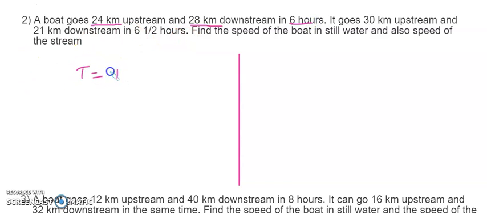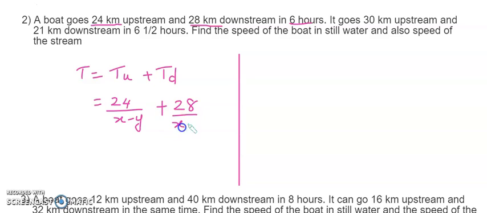So total time will be time taken upstream plus time taken downstream, which is equal to 24 upon x minus y plus 28 upon x plus y, and time is 6, right? Speed, distance is 24, speed is x minus y, distance is 28, speed is x plus y.